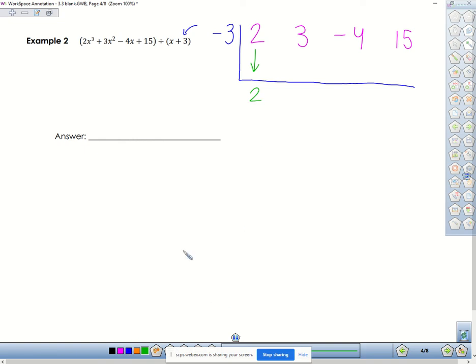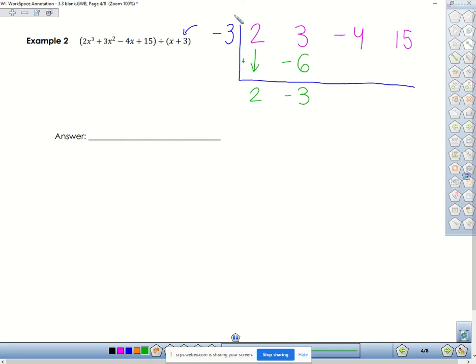Now you're going to start multiplying. So what's negative 3 times 2? Negative 6 goes here. Then we're going to add them. What's 3 plus negative 6? Negative 3. Remember, you're adding these, okay? These are all addition.